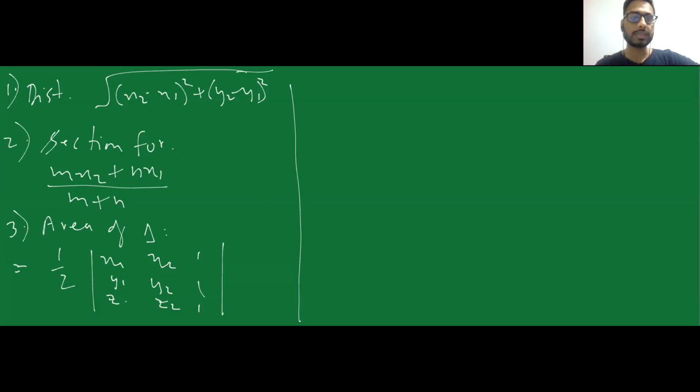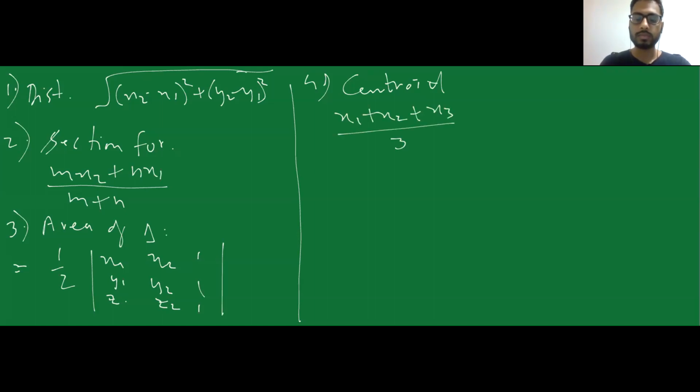Midpoint formula is x1 plus x2 upon 2. Centroid of a triangle is also easy. Centroid of a triangle is x1 plus x2 plus x3 upon 3. Centroid is where all your medians are going to meet. So centroid of a triangle is x1 plus x2 plus x3 upon 3. Y coordinate would be y1 plus y2 plus y3 upon 3. If you are considering just 2D figure, then we'll just consider x and y coordinates.